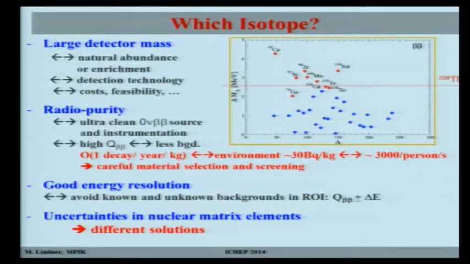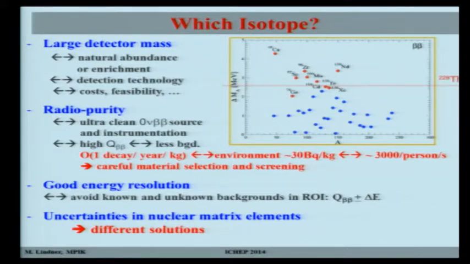So that's why people usually like high Q beta beta, because going to high Q beta beta means there's less natural background to begin with. That's why the isotopes on the upper end are usually better than the ones down there where there's much more lines. Just to give you a feeling, we are looking nowadays in modern experiments for rates which are one decay per year and kilogram. To compare with your body, in a normal person, at about 3,000 decays per person per second. That's just the order of magnitude that you have to keep in mind.